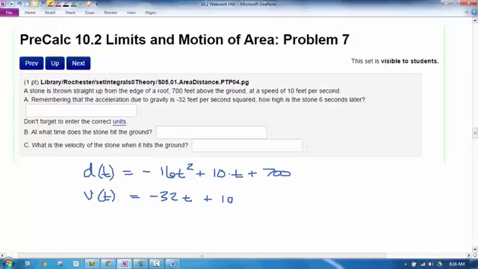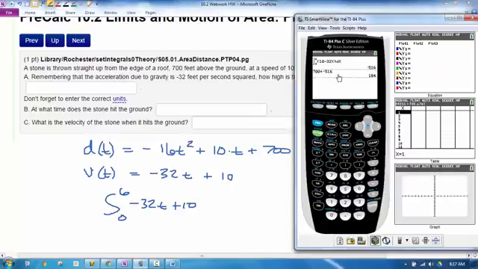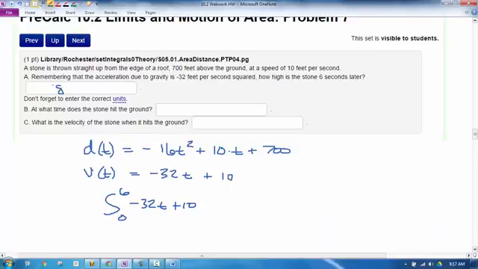The first one, remember the acceleration due to gravity is this. How high is it 6 seconds later? There's different ways to find out how high it is 6 seconds later. You could obviously just plug in 6 into your distance time function. But I'm going to do the integral of the velocity because that also gives me distance. So I'll integrate it from 0 to 6. And that gives me negative 516, but don't forget to add the original 700 because we're already starting 700 feet above the ground. And that would take us to 184. And also don't forget the units. It does say units right here, so that's feet.